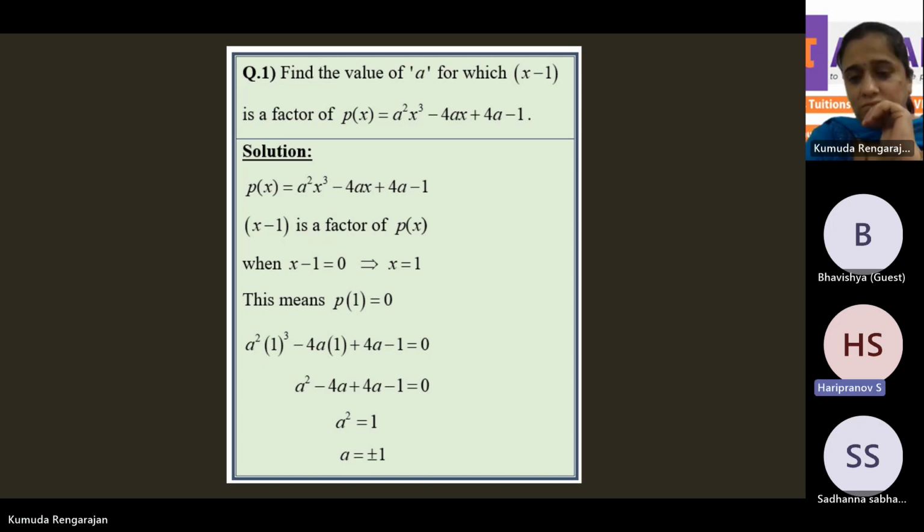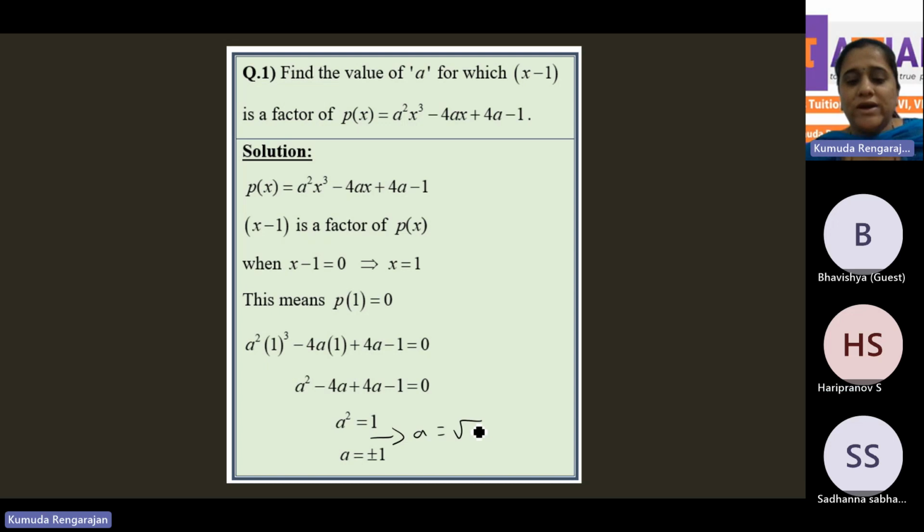Miss, doubt, miss. After a squared is equal to 1, miss, a is equal to square root of 1, right? Yes, plus or minus square root of 1. The square root of 1 is 1 only. So A is equal to plus or minus 1. We can include this step: A is equal to plus or minus square root of 1. You can write this step also, all of you.